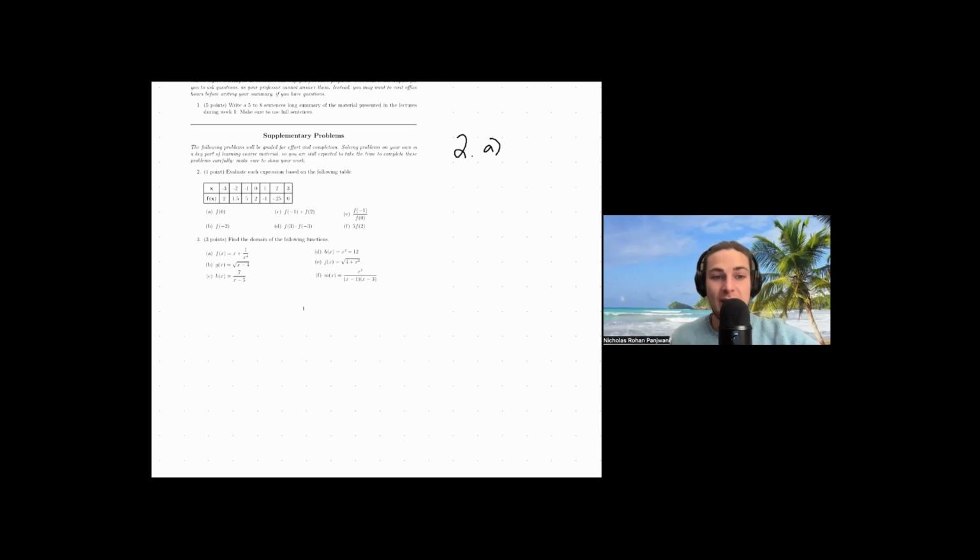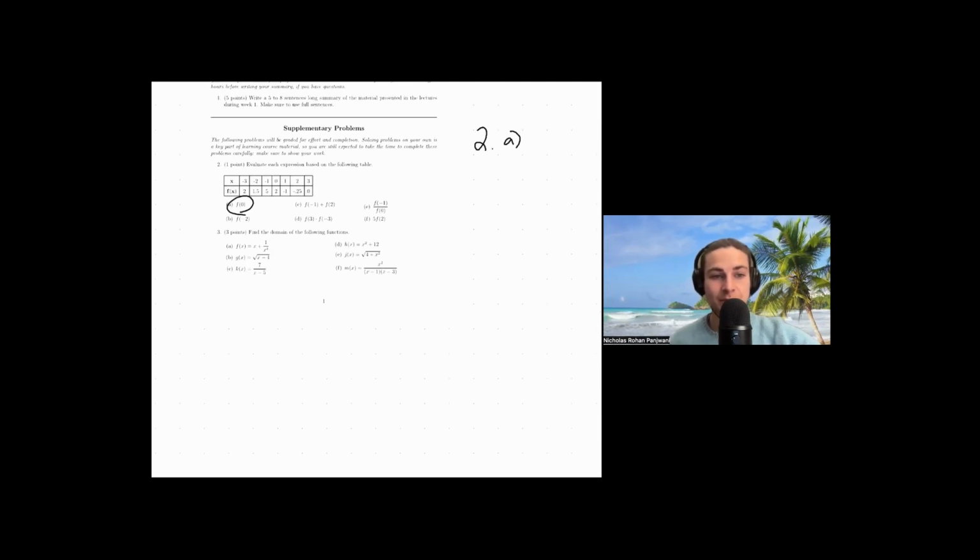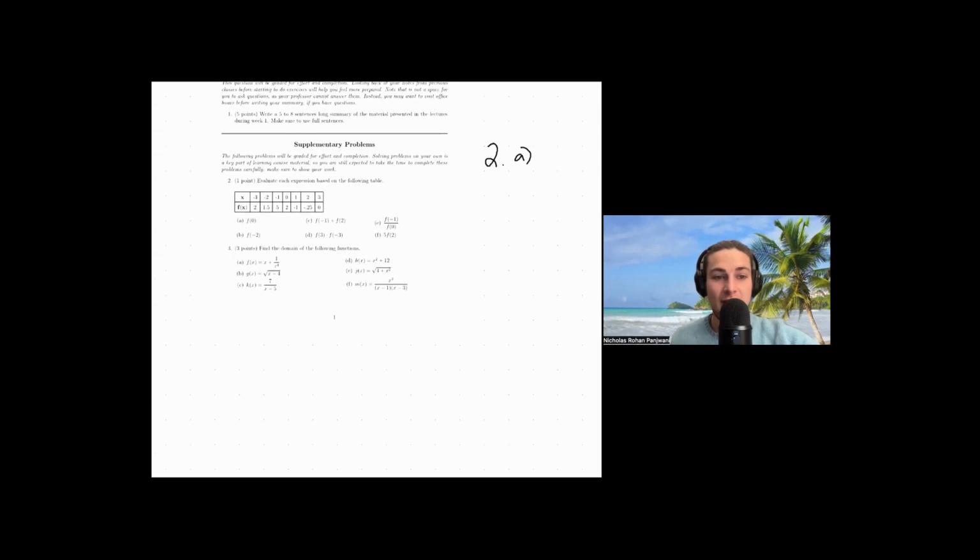Okay, evaluate each expression based on the following table. So how I read this is f of 0. The 0 part is indicating the x value. The f of portion, if we were looking on a graph, the f of x would be the y. So y equals f of x, and the horizontal axis is the x. In other words, the x value is our input and the f of x is the output, right? So in a function, like in a business operation, you have inputs and outputs.